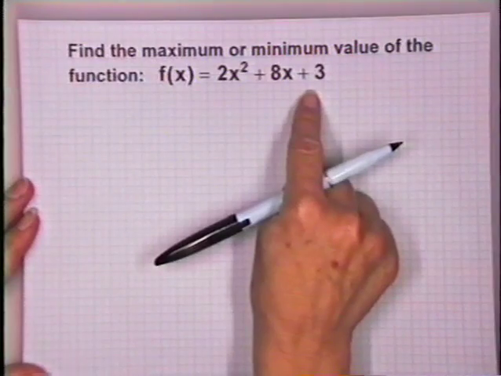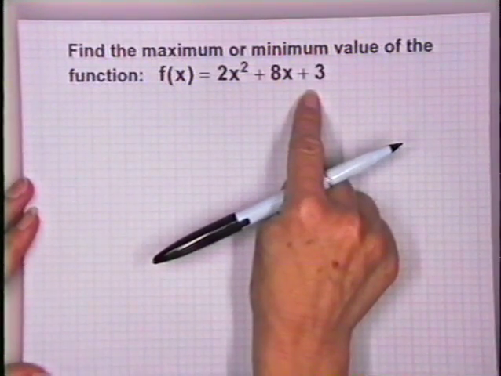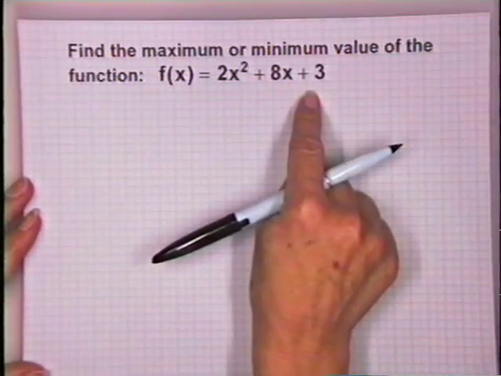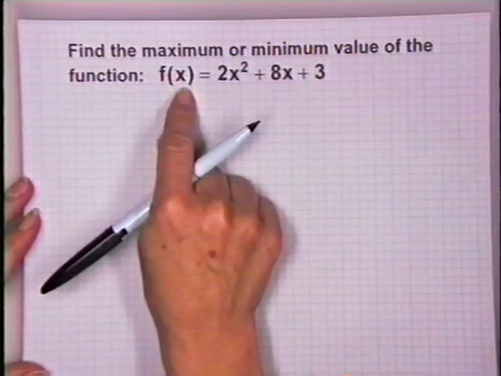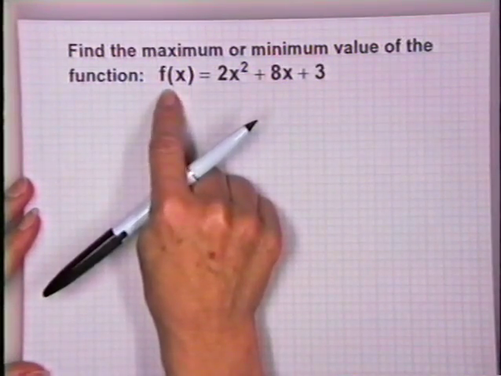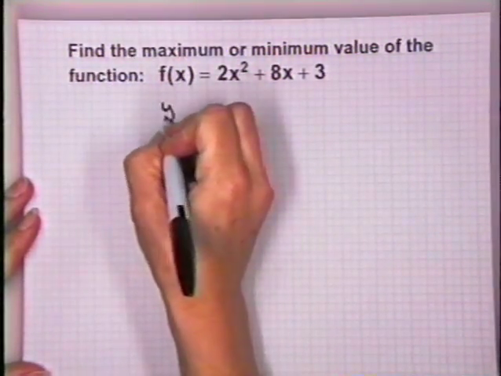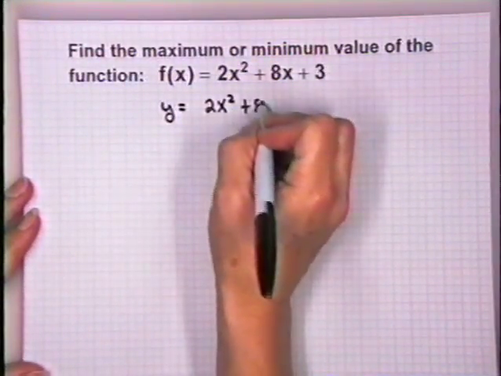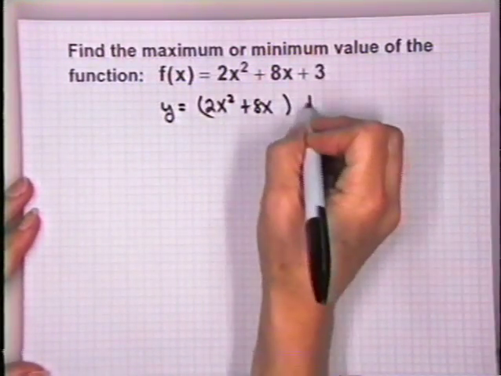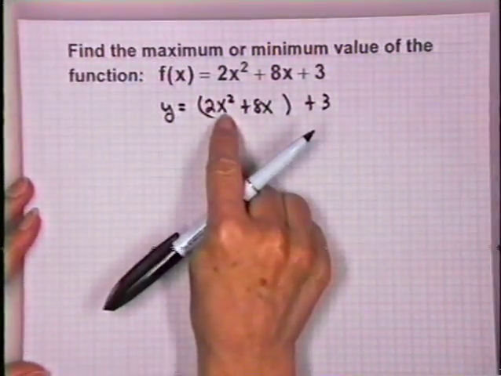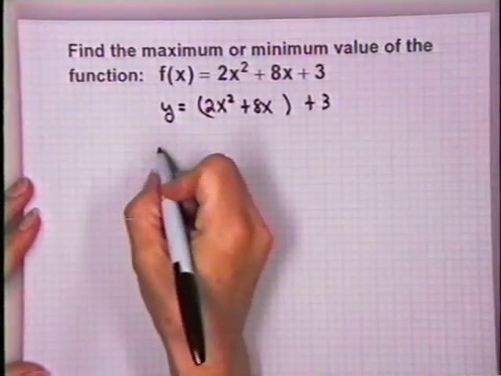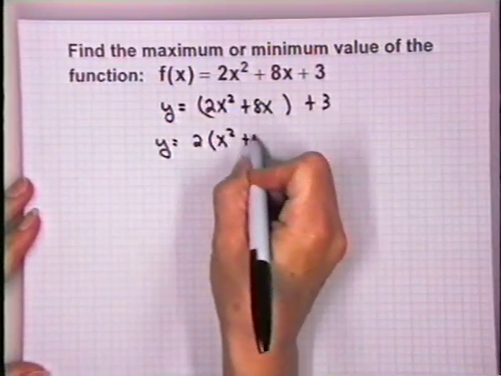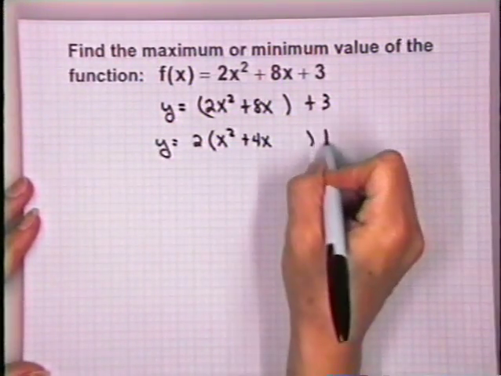Now what we're going to do is sort of like we did a while ago. We're going to locate where the vertex is by completing the square on this function. Now this is written with an f of x, and just because y is easier to write, I'm going to change it to a y as I complete the square. We're going to group the 2x squared and the 8x. Bring down the plus 3. I do not have a 1 in front of x squared, so I'm going to factor the 2 out of these two terms. So factoring out 2, I have x squared plus 4x, leave space, plus 3.